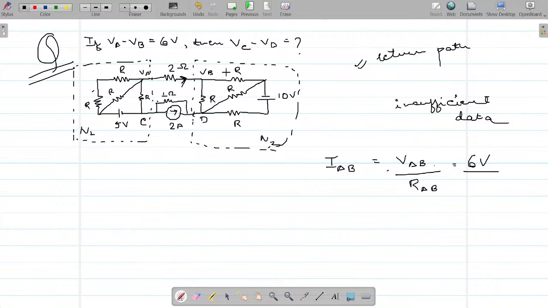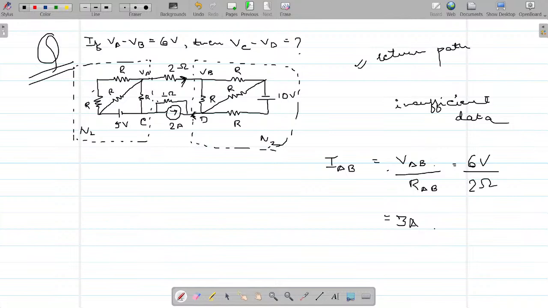What is the value of RAB? It is given to you as 2 ohms. So your current comes out to be what? 3 amperes. A 3 ampere current flows from A to B. A 3 ampere current is flowing from network N1 to network N2. But the current is not returning. So that cannot be true, right?